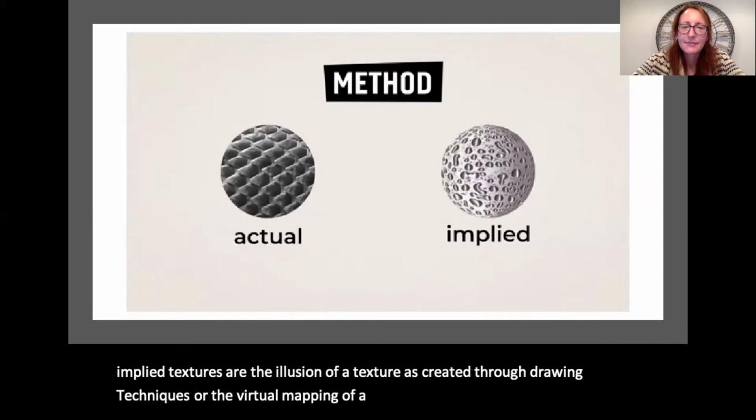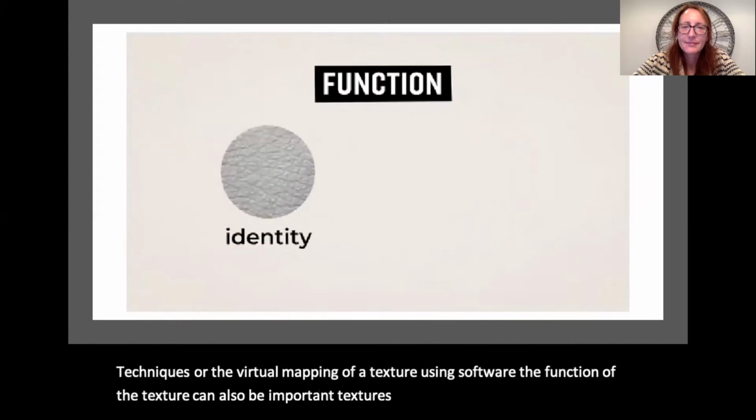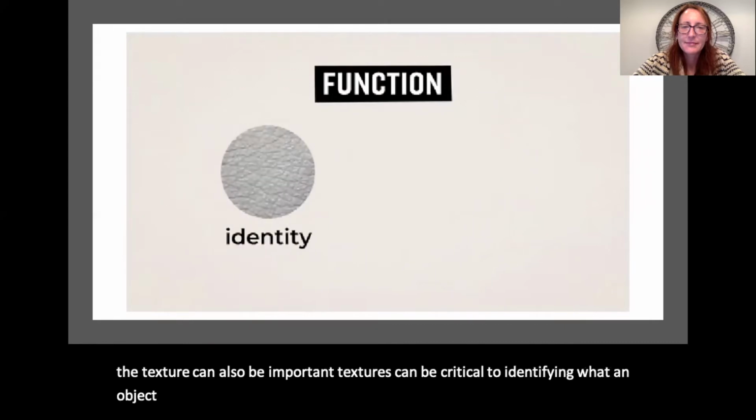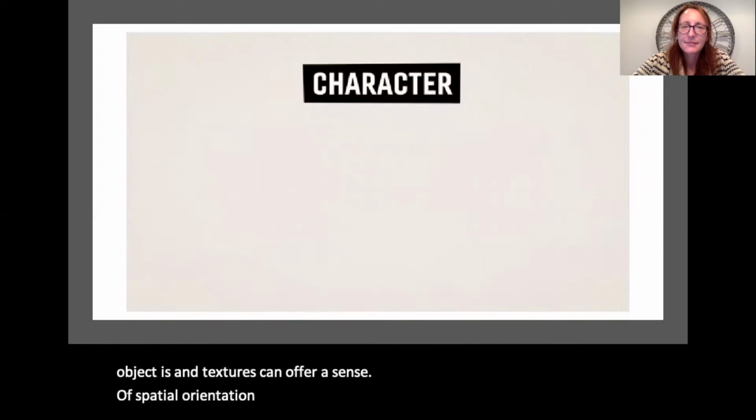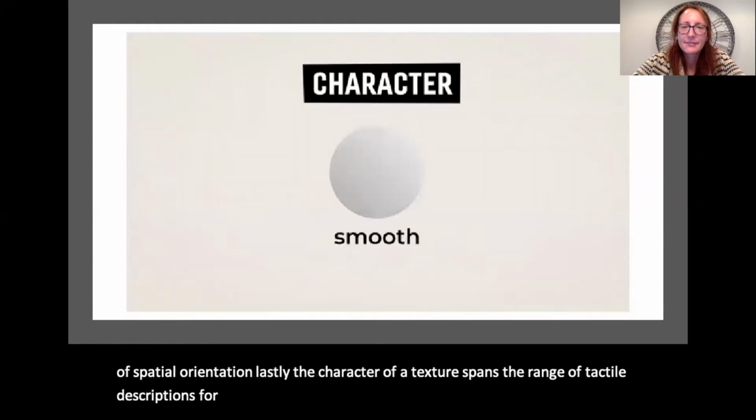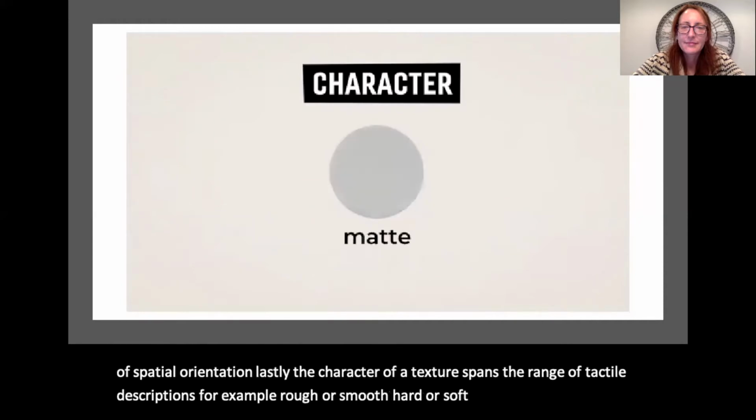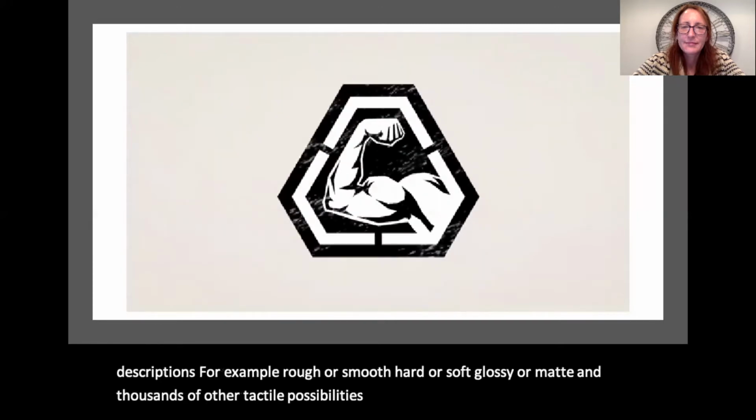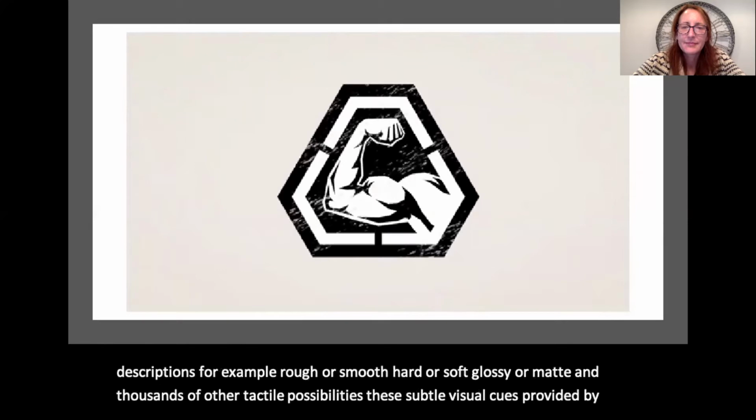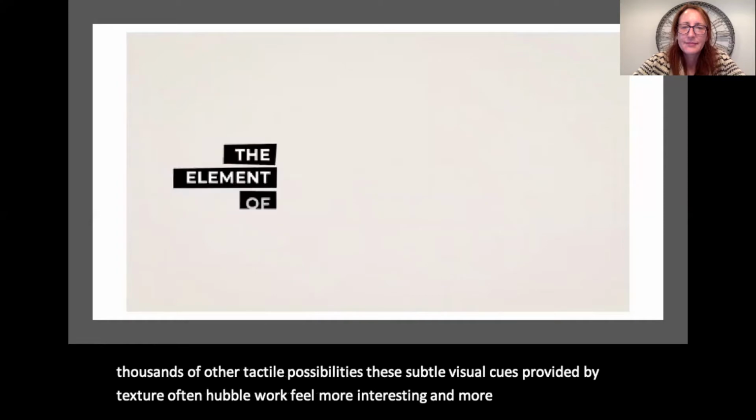using software. The function of a texture can also be important. Textures can be critical to identifying what an object is, and textures can offer a sense of spatial orientation. Lastly, the character of a texture spans the range of tactile descriptions. For example, rough or smooth, hard or soft, glossy or matte, and thousands of other tactile possibilities. These subtle visual cues provided by texture often help a work feel more interesting and more complete. And there you have it, the element of texture.